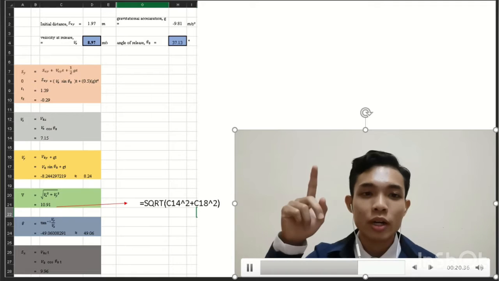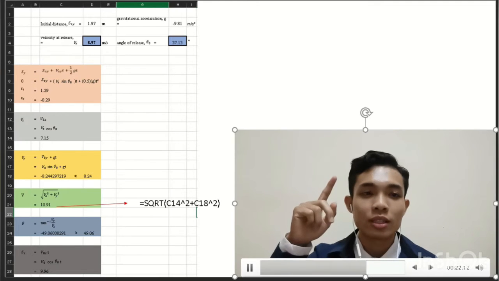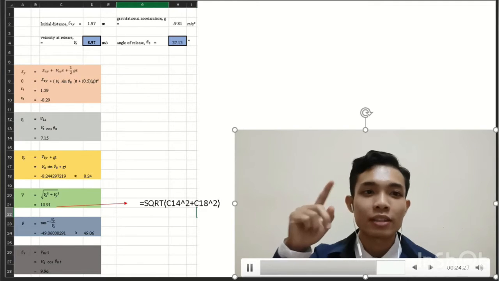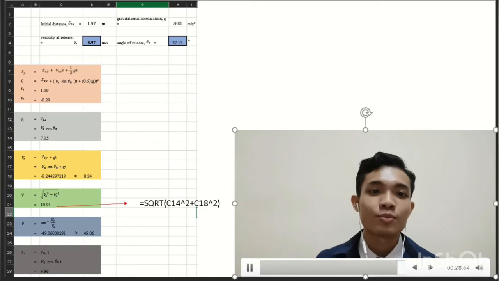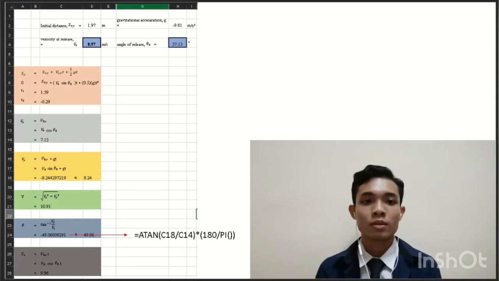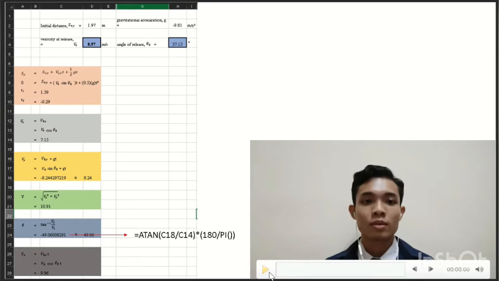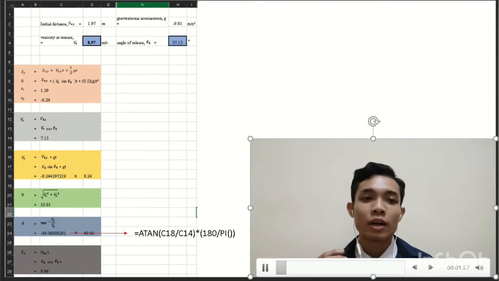For the angle part, we need to take tan vy over vx. So vy, as earlier, we get at c18, then divide by c14.